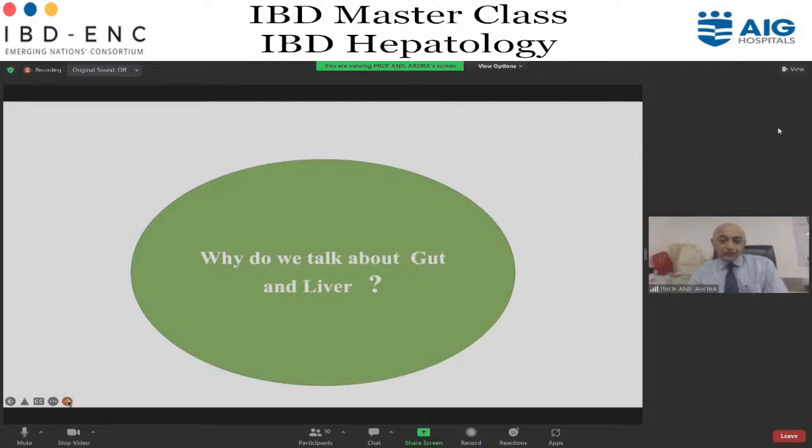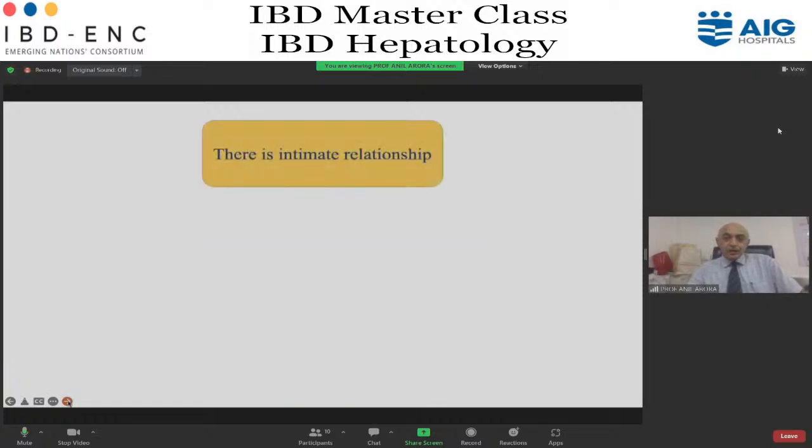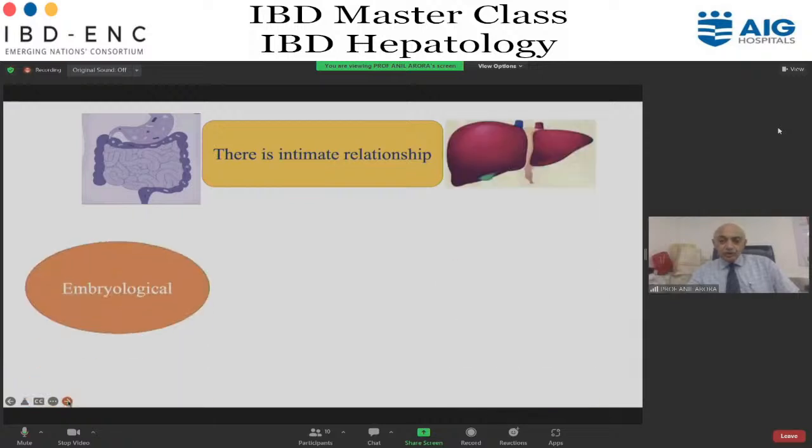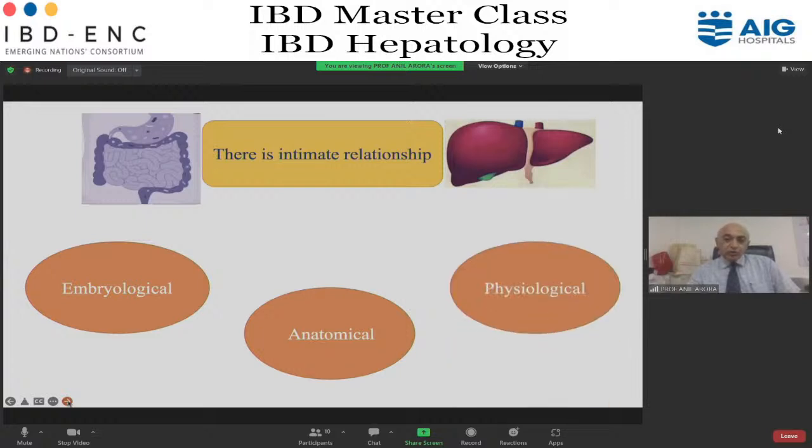As Dr. Ramesh had very aptly asked, why is it that we do talk of liver when we are talking of a disease which is primarily confined to gut, called inflammatory bowel disease? Is there a holy or unholy alliance between the two? I'm going to present you some facts. I hope that will make some clarification regarding this concept. Now, between the gut and the liver, there is an intimate relationship. That is because of the embryological reason, because both of the organs originate from the same layer. They are anatomically located quite near to each other, and they serve a number of functions with commonality in terms of the physiological responses.